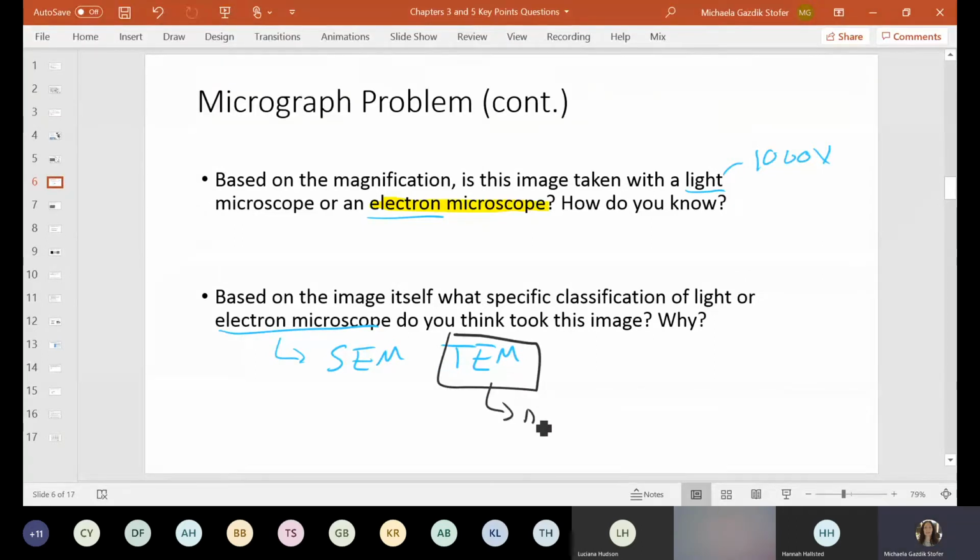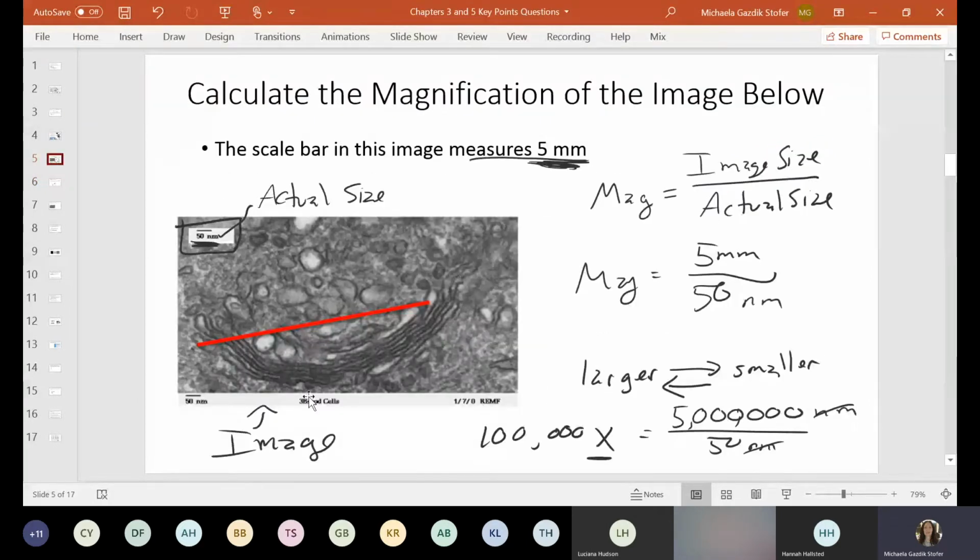because this looks at the internal structures, whereas SEM is really just looking at the surface of things. The image itself, this is actually a Golgi apparatus. So this is the inside of a eukaryotic cell, and these are all those stacked membranes that make up the Golgi.